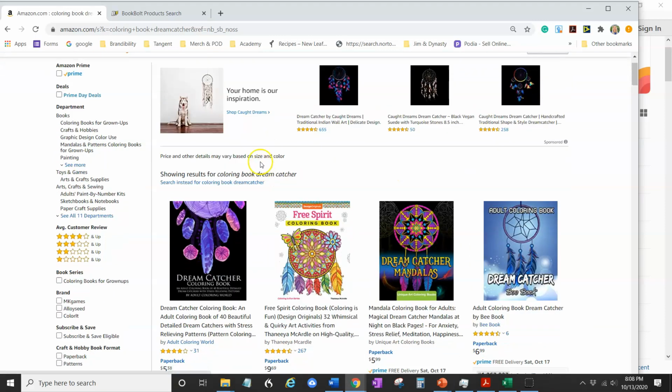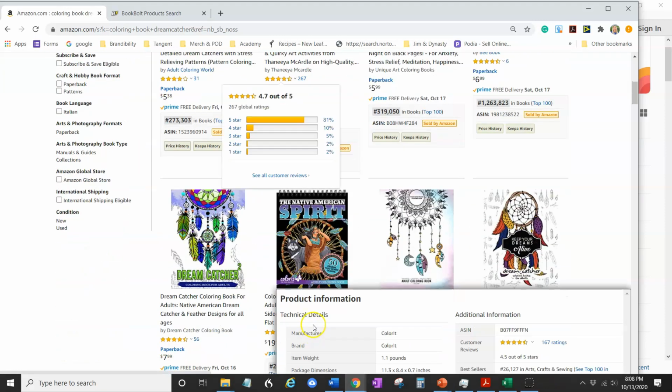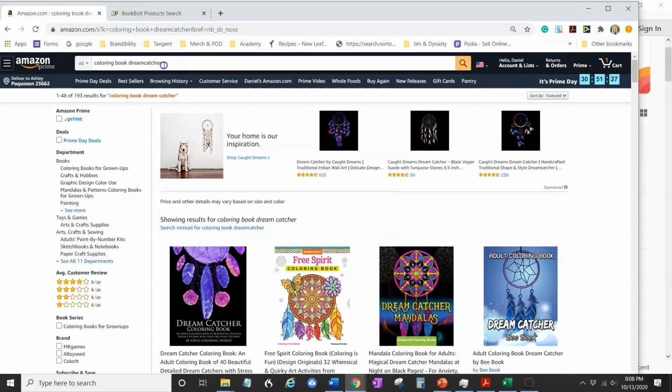Now, what I also want to do, since I got on this Native American idea, because you could combine the two, or maybe it is a Native American type thing.